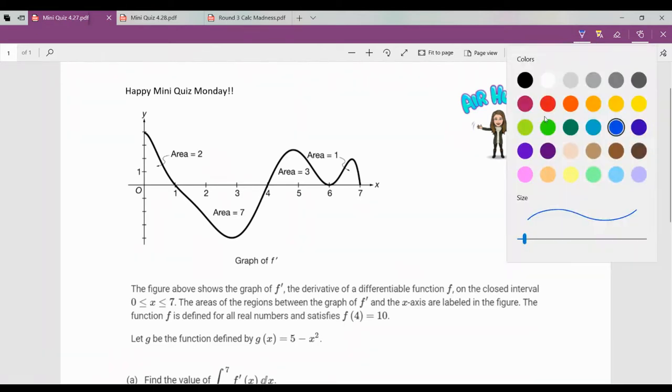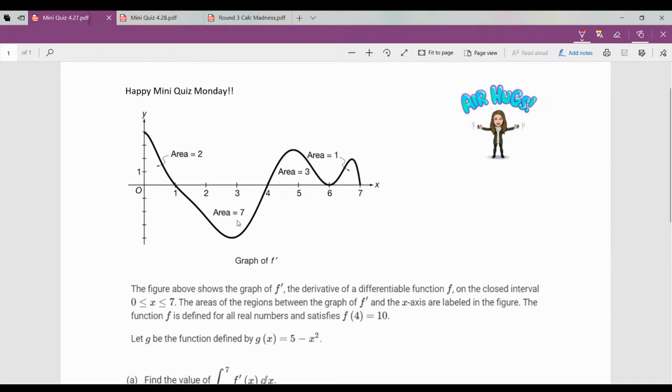The one thing that I would note is that this area down here of 7, me personally, what I would do is I just note to myself that that's below the x-axis, so that's going to be a negative area. All right, and then it goes from a closed interval from 0 to 7.